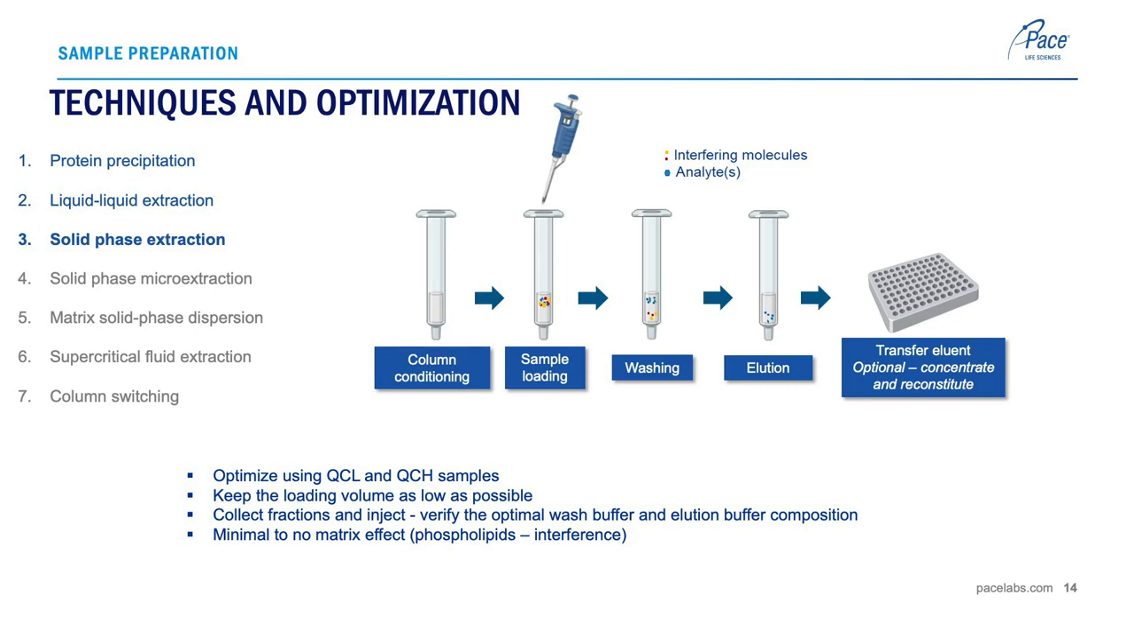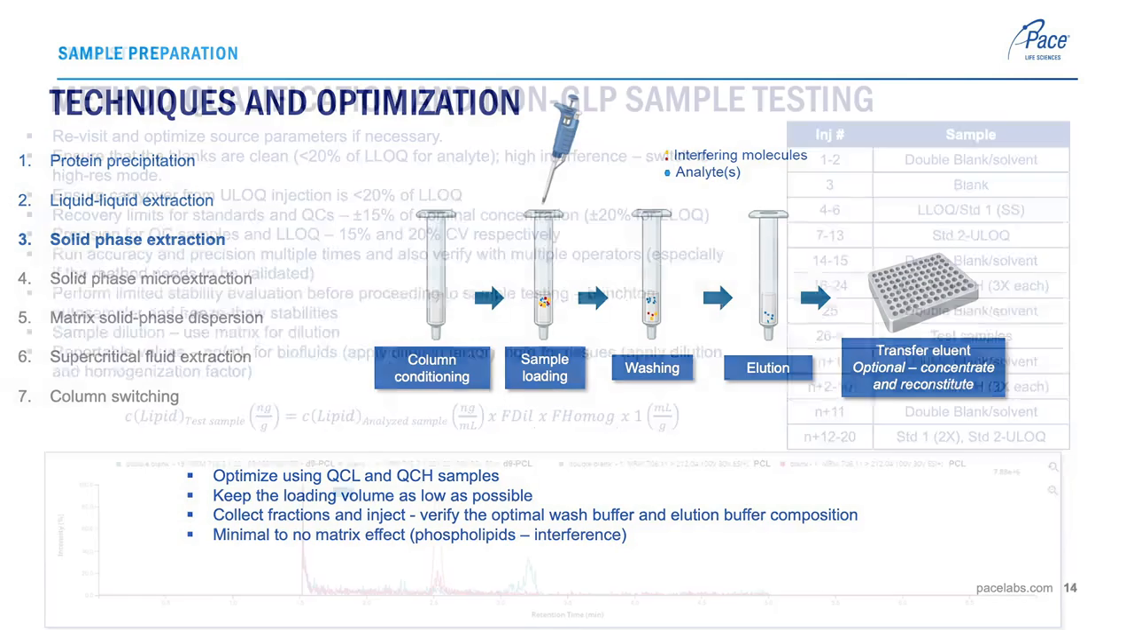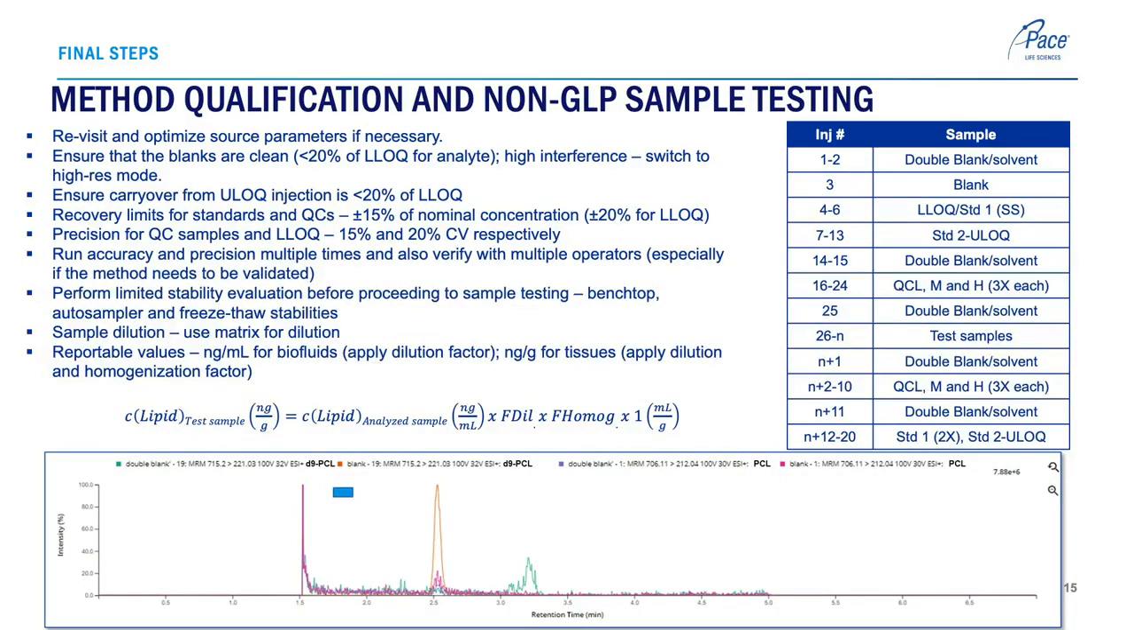The wash or elution buffer conditions may have to be optimized, which includes collection of multiple fractions and analyzing each fraction to identify the column volumes required for wash or elution buffer for optimal separation. Finally, before starting non-GLP sample analysis, a method qualification is performed to ensure that the method is robust. At this stage, the mass spec can be retuned and source parameters can be optimized further.